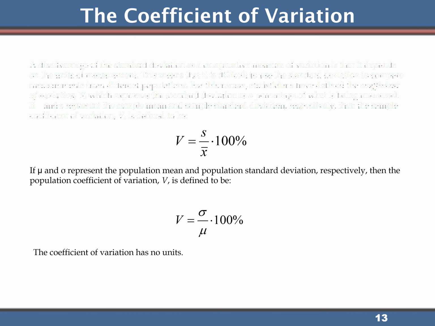The standard deviation depends on the units of measurement. This makes it difficult to compare sets of data with different units of measurements. For this reason, statisticians use instead the coefficient of variation, denoted by v, and given by dividing the standard deviation by the mean and multiplying the result by 100%. The coefficient of variation has no units, and it expresses the standard deviation as a percentage of what is being measured.